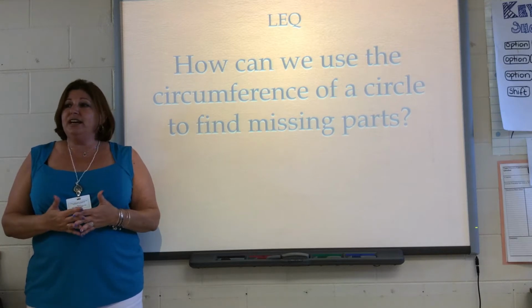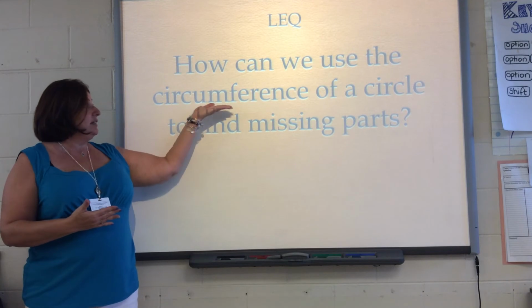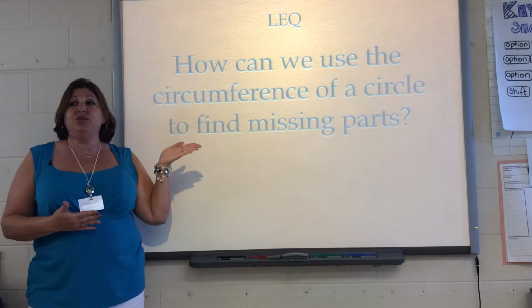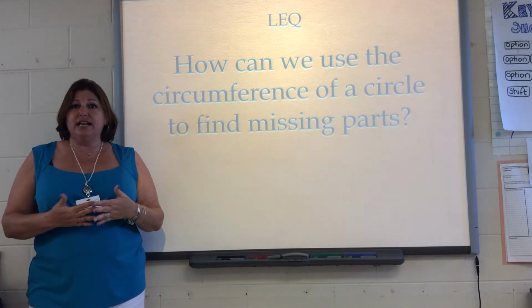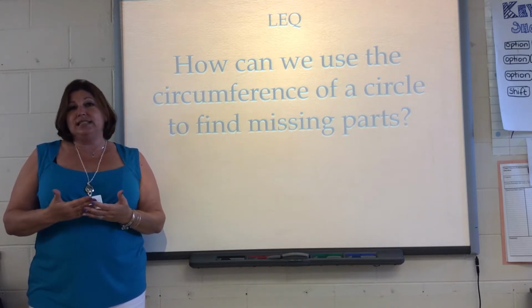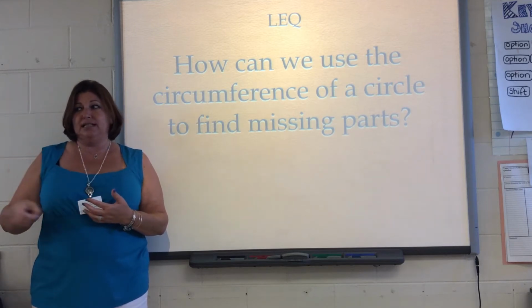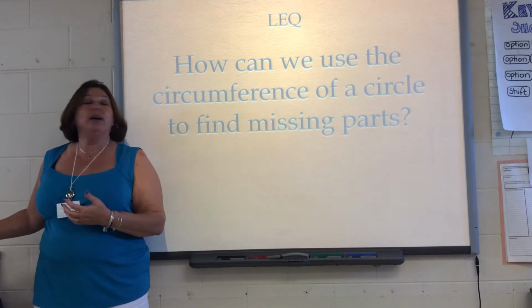One thing I want to point out about the word circumference is that the prefix circum is used in a lot of different areas. For example, we have explorers that circumnavigate the globe. So that should give you a clue as to what circum means. It should be going around.